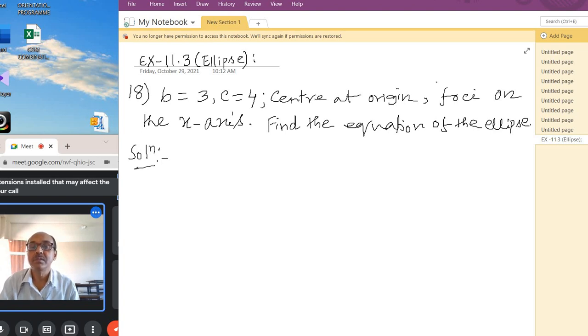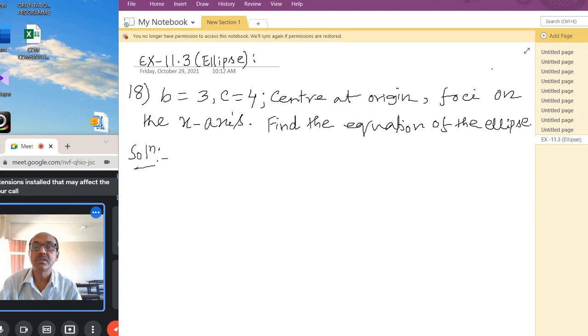Good morning. Chapter ellipse, exercise 11.3, question number 18. The question is: b equal to 3, c equal to 4, center at origin, foci on the x-axis. Find the equation of the ellipse.